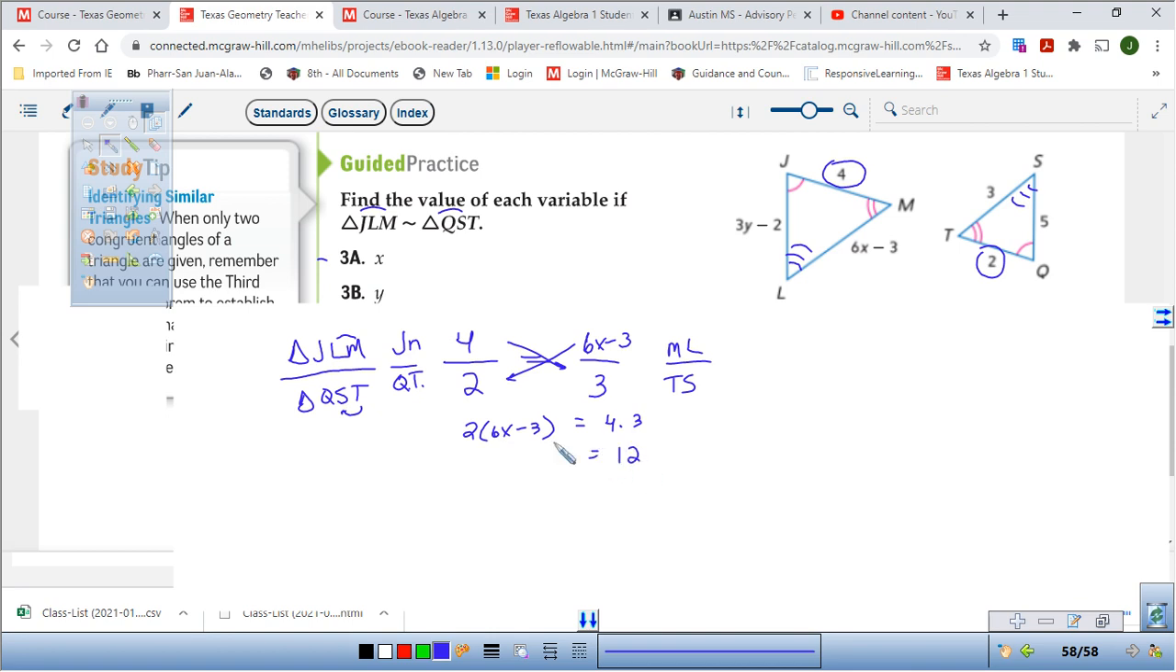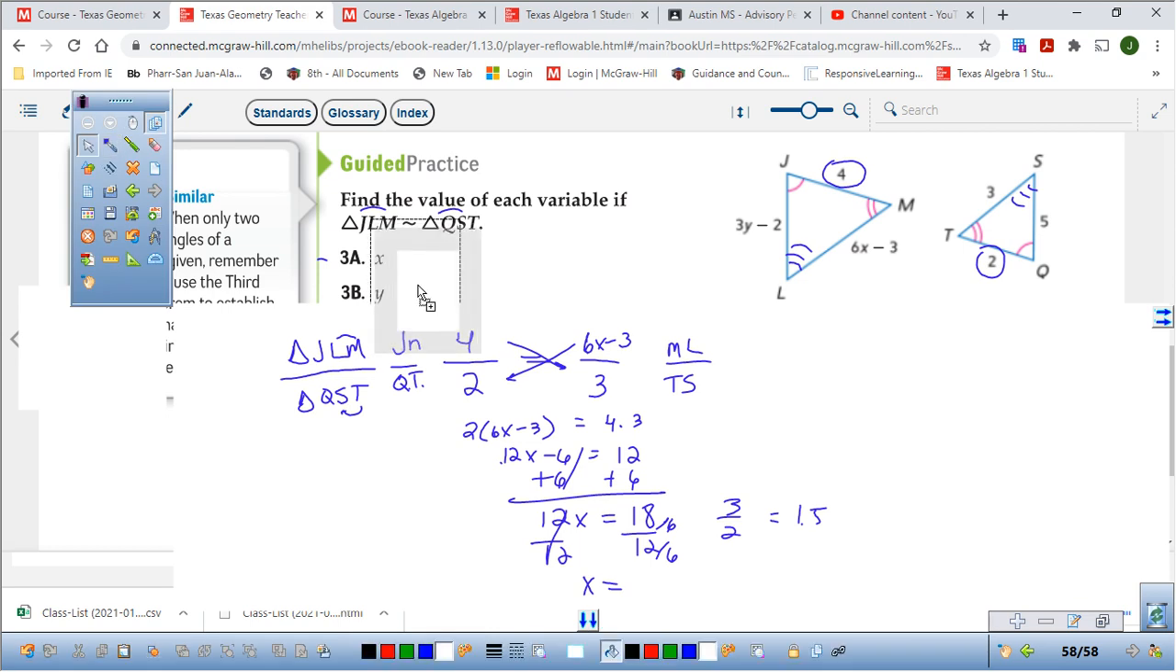which is 12. And then here I have 12x minus 6. Add 6, add 6, cancels out here. We're going to go 12x is equal to 18. Yeah, it works. What else? Now, divide by 12. Divide by 12, cancels out here. X is equal to, divide by 6, divide by 6, 3 over 2, 1.5, I think. I think it said 1.5. Yeah, we got it right.